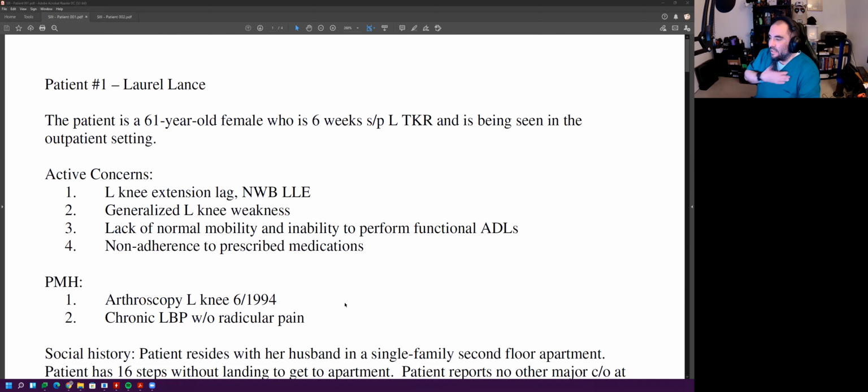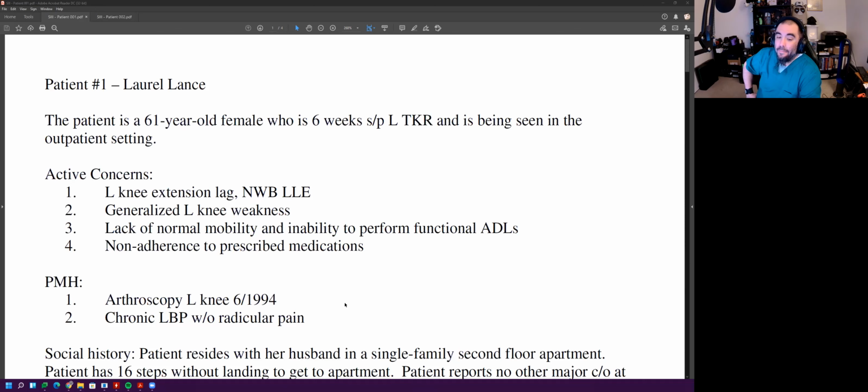So her active concerns, I apologize, my throat's a little scratchy today. Your active concerns are she has left knee extension lag. What does that mean? That it's within 5 degrees of normal. 5 to 10. Yeah, close, right? It just means she can't fully do what? Extend. Yeah, she doesn't have full extension. Good. Right? She is non-weight bearing on that left lower extremity.